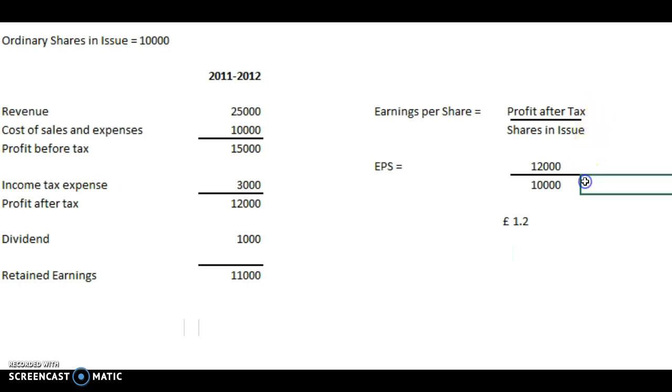And what about the bottom figure, the denominator? Well, we can change shares in issue over the year if we either issue shares, of course, or there's a bonus share issue or a rights share issue. And all of those we'll deal with in the next video. But for now, it's just profit after tax divided by shares in issue is earnings per share. Very simple.